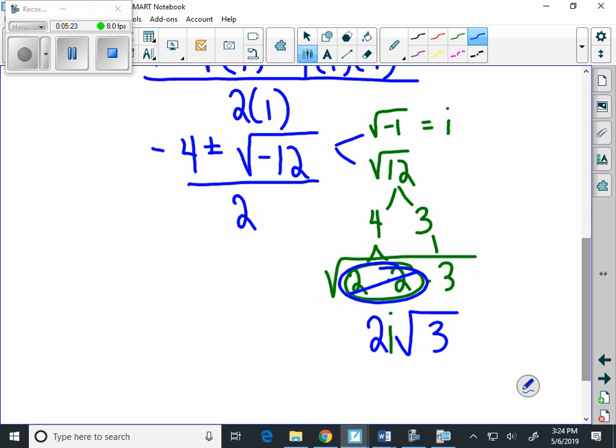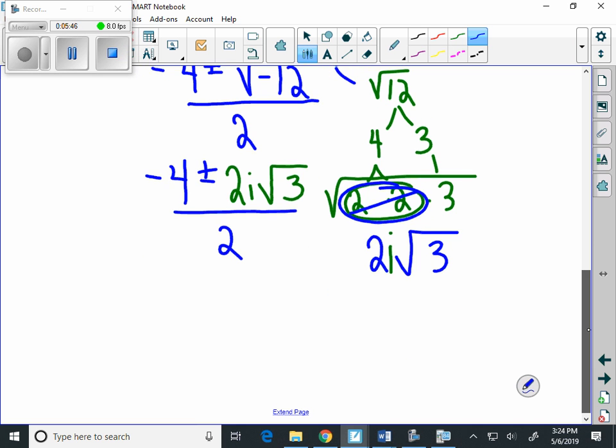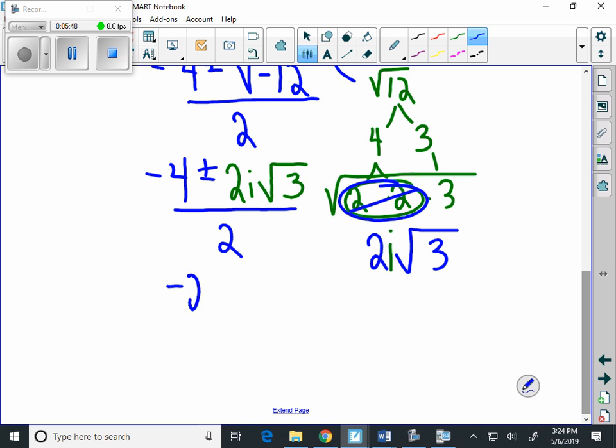So when we put this back into the problem, this is going to be negative 4 plus or minus 2i square root of 3 divided by 2. To get our final two roots, we need to simplify that expression. And 4 and 2 and 2 are all even numbers. Negative 4 divided by 2 is negative 2. 2 divided by 2 is 1, i. And 2 divided by 2 is 1.